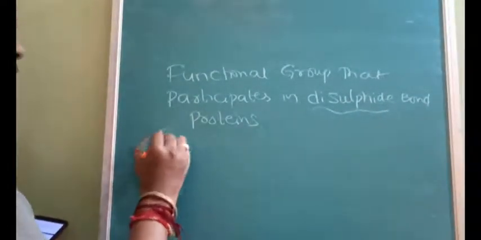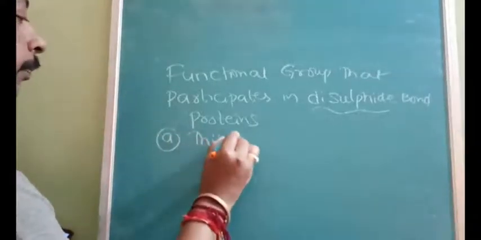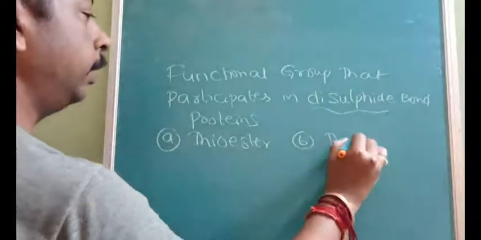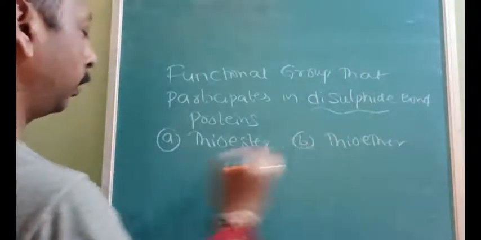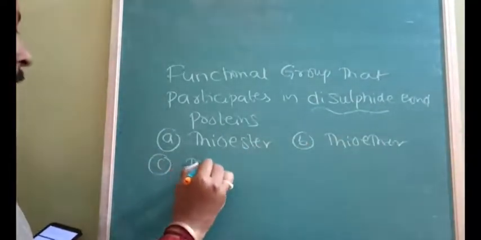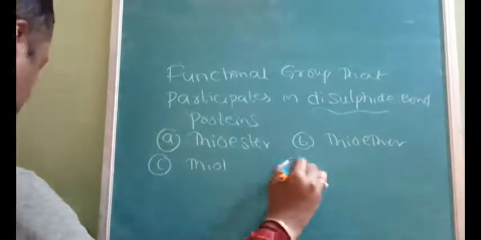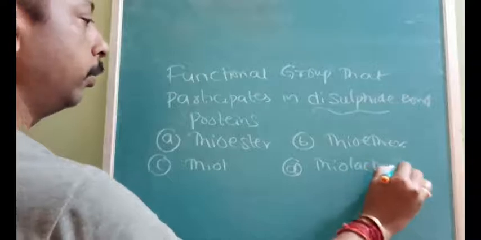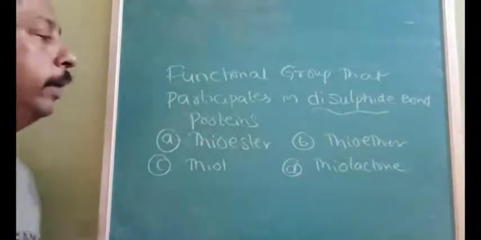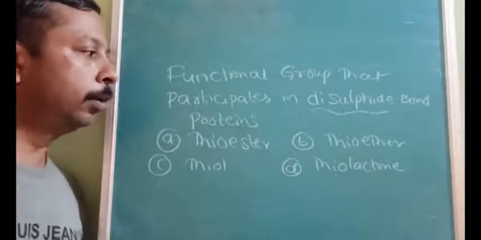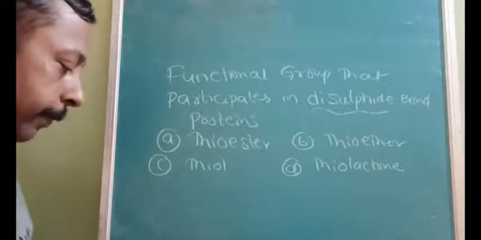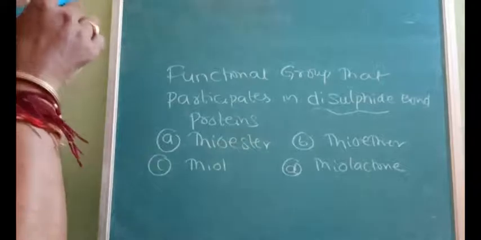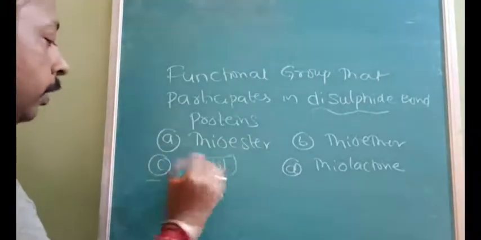Okay, option A is thioester. Option B is thioether. Option C is thiol, and option D is thiolactone. Understood? These are very important bonds out of which you have to identify. Okay, is that question clear? Yes, the answer to this question is thiol.